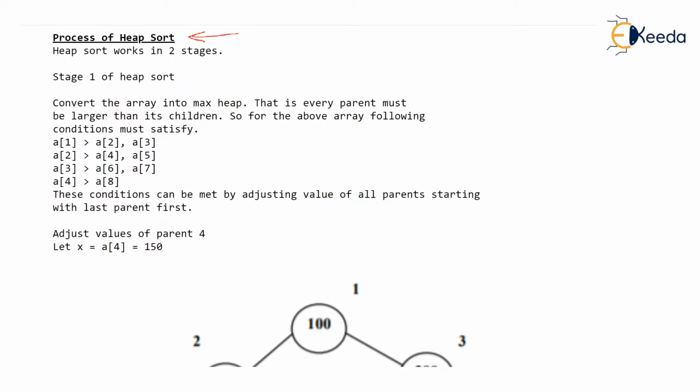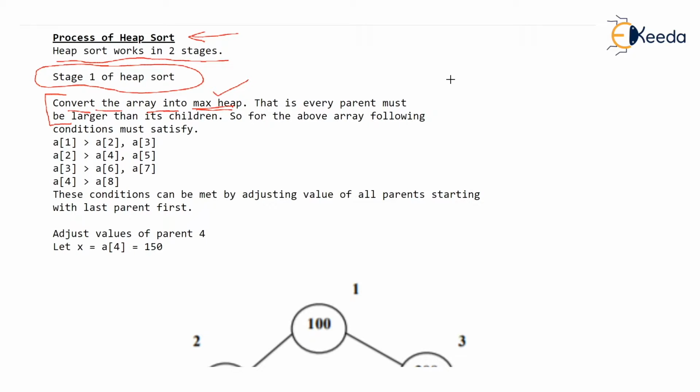Now heap sort actually works in two stages. Let's see stage 1 of heap sort. Just watch this statement and keep reading it as many times as possible. The statement is: convert the array into max heap. I read it twice. Convert the array into max heap is the statement.